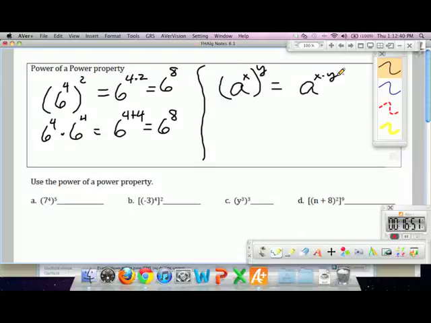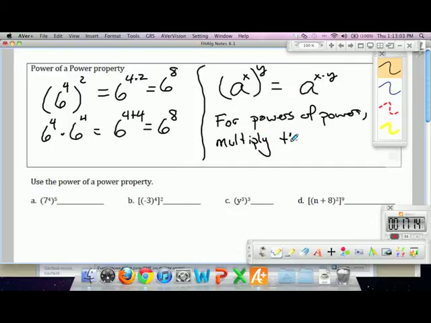Or in words we could say for powers of powers, multiply the exponents. It may be that property in words. So rather than counting out these, rather than going by the definition, we can use this shortcut method to come up with what the correct exponent form would be.